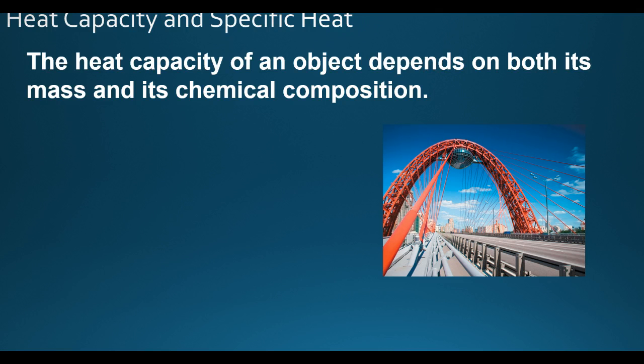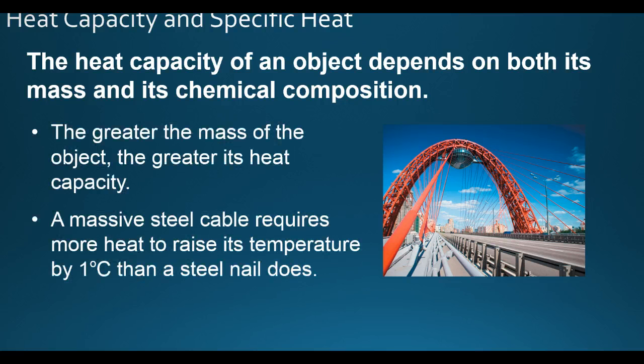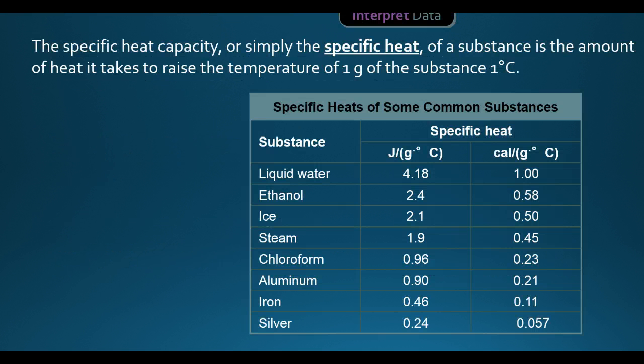So the heat capacity of an object depends on both its mass and its chemical composition. If we take a look at this, the greater the mass of the object, the greater its heat capacity. So a massive steel cable, as we see here in the bridge, requires more heat to raise its temperature by 1 degree Celsius than a steel nail does, as it has less mass. The specific heat capacity, or just simply called specific heat, of a substance is the amount of heat it takes to raise the temperature of 1 gram of that substance by 1 degree Celsius.